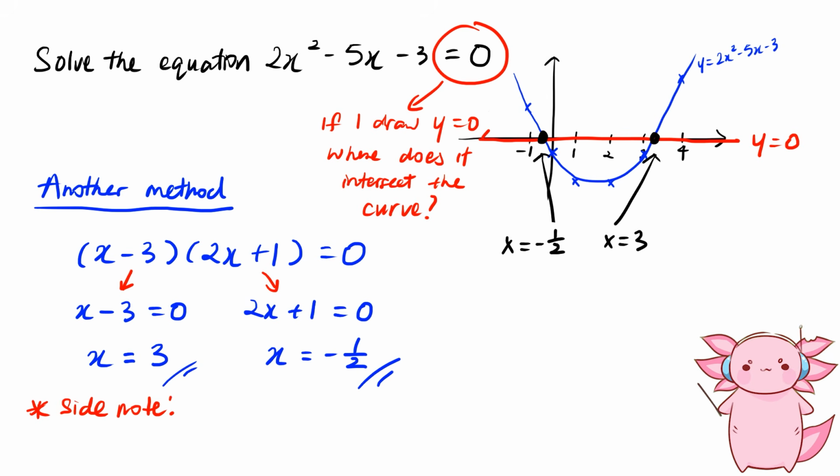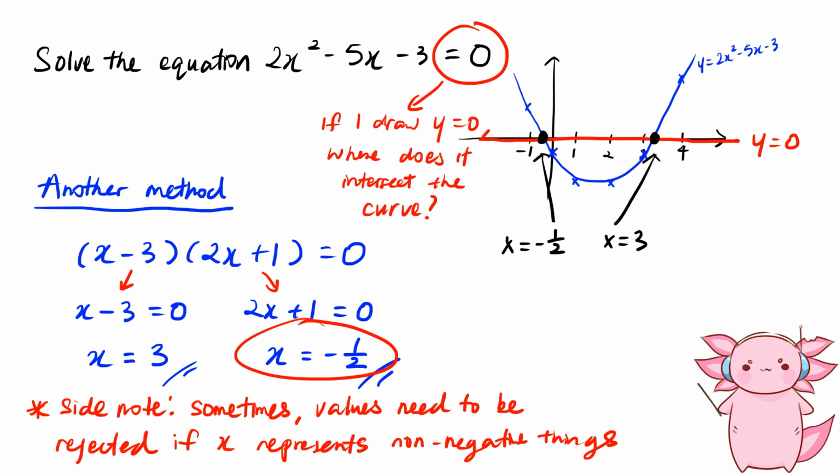Okay, side note, but sometimes when solving for quadratics, you need to reject the negative value if the question says like x represents money or something, which is a value that can't be negative.